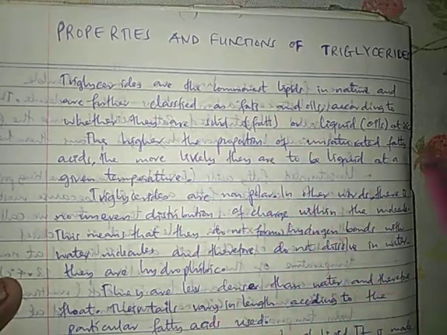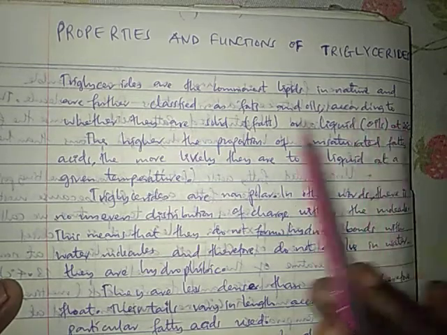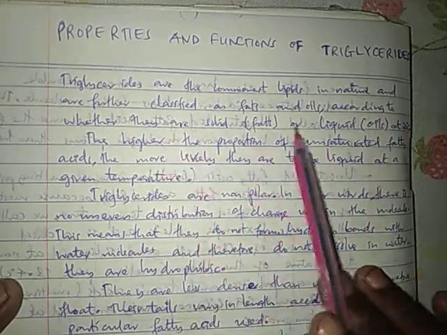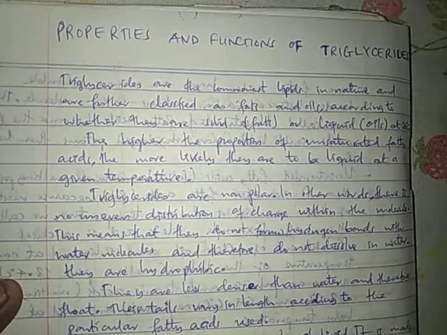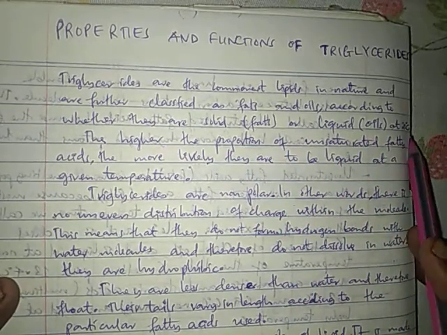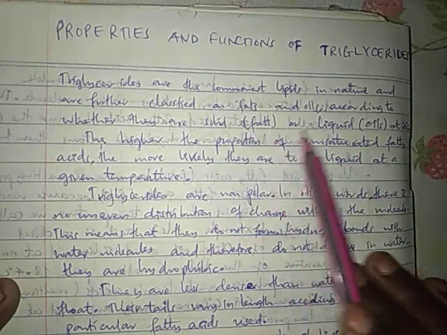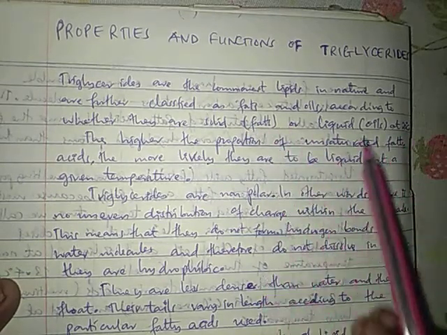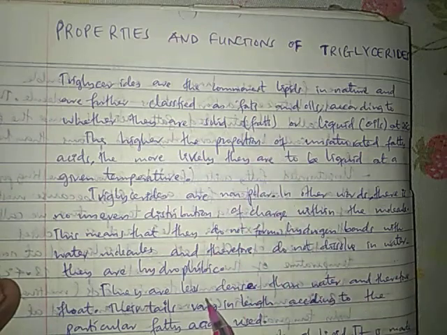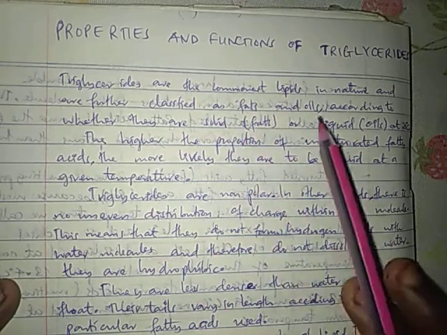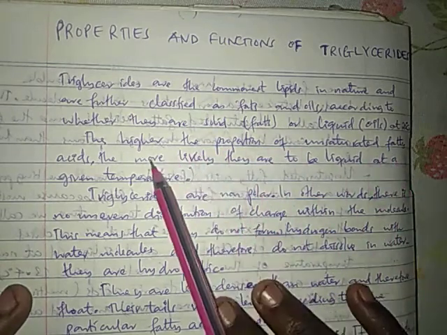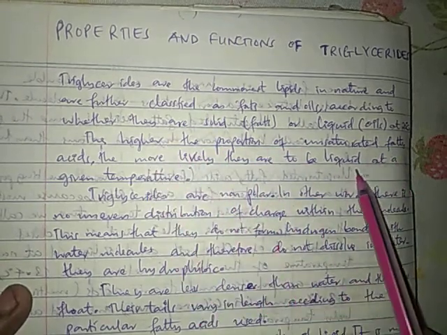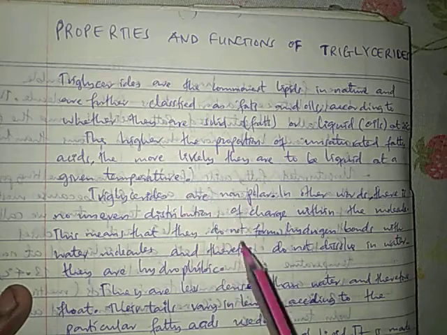Kwa hiyo hizi ndio lipid nyingi tunazozifahamu according to whether they are solids, yani fat, or liquids at room temperature, ambayo tunaichukua kama ni 20. Kwa zikiwa solid naziita fat, zikiwa liquid naziita oils. Na hii tumediscuss in the previous period kwamba kwa nini zinaweza exist as solids or liquids. So the higher the proportion of unsaturated fatty acids, the more likely they are to be liquid at given temperature.